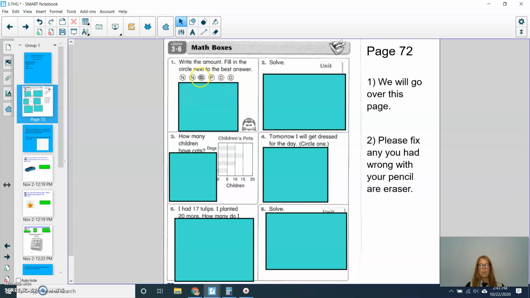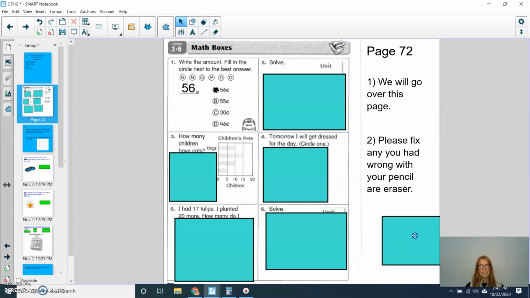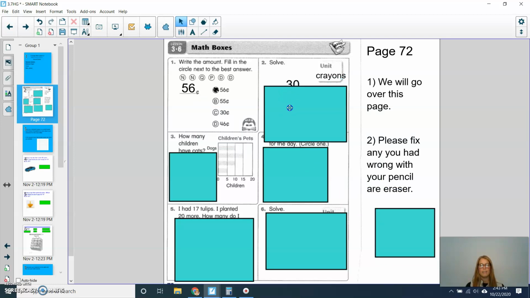So I'm going to look at my quarter first, which I know is 25. Then I can see I have 2 dimes, so 35, 45. Then I have 50, 55 plus a penny would bring me to 56 cents. For question number 2, solve. So I know that 70 plus 30 would equal 100.